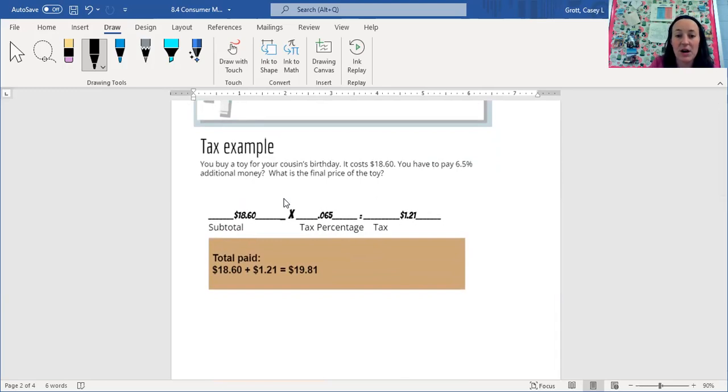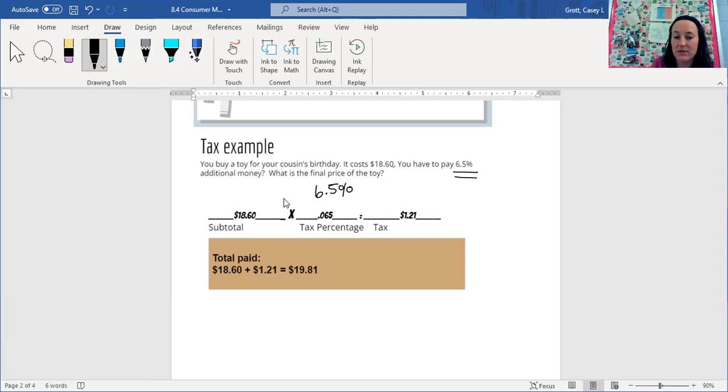Tax example. All right. This time, besides the fact that we're buying the toy, we have to pay for tax, right? Anytime you go to the store, they also add on this tax. So you have to pay 6.5% in tax. What is the final price of the toy if you don't have your discount, but with the tax? So this is how much it costs me times the tax percentage. Okay, this is coming from that 6.5%.